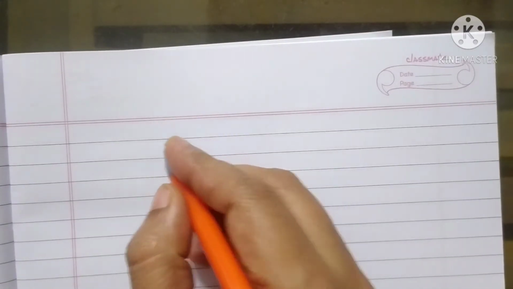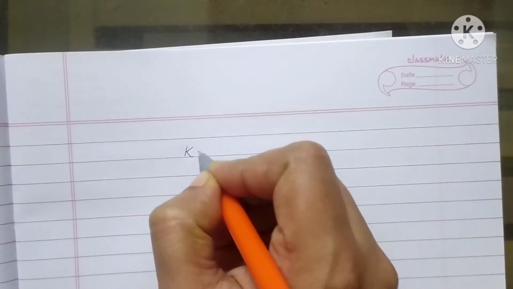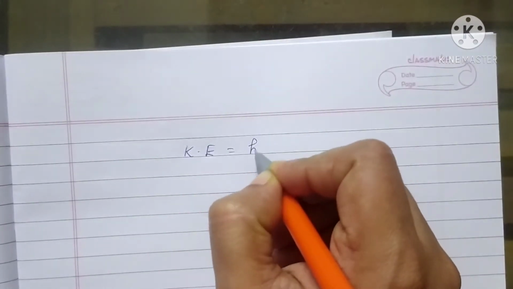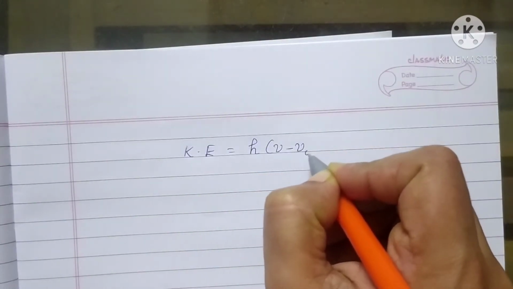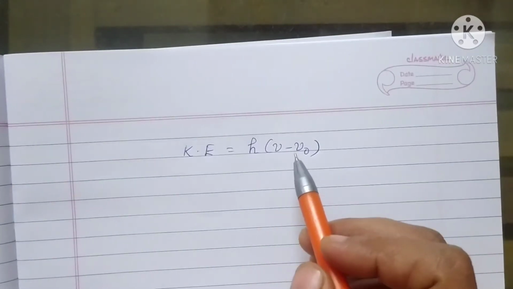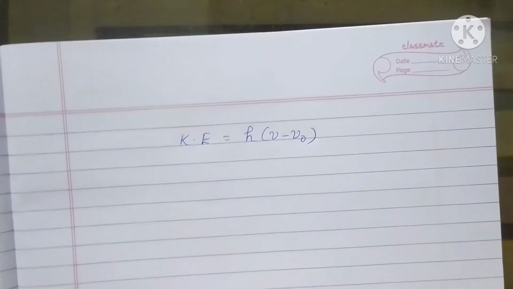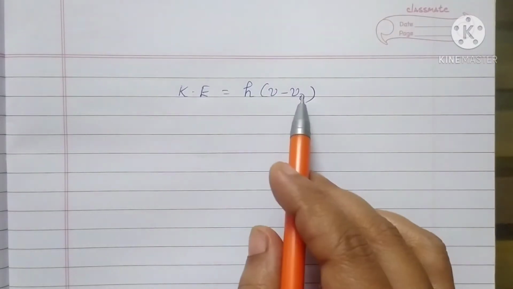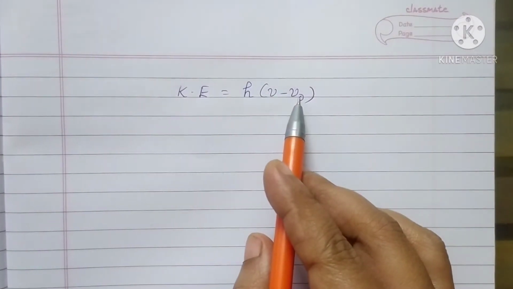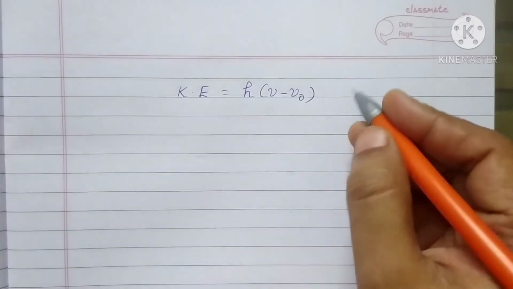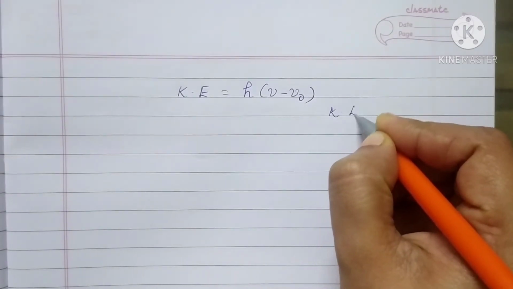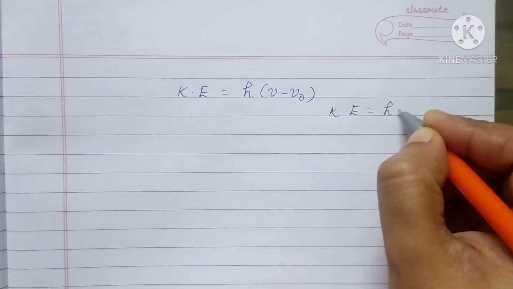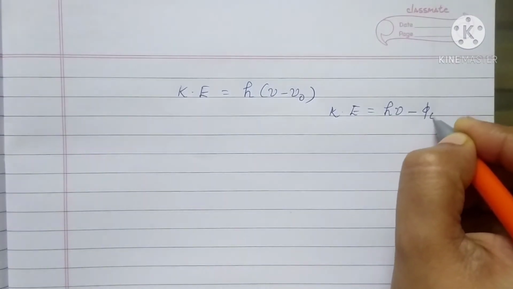So we have the expression: kinetic energy is equal to h into (nu minus nu naught), isn't it? Where nu is the frequency and nu naught is the threshold frequency, and then h nu naught can also be called the work function phi naught. So this expression can also be written as kinetic energy is equal to h nu minus phi naught.